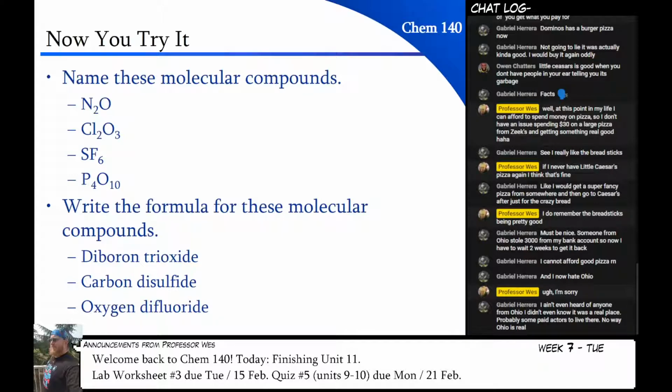Here are a bunch of molecular compound formulas. I want you to turn those into names. And then at the bottom, I want you to turn those names into formulas. That one's actually pretty easy to do at the bottom, so there's only 3 examples there. Go ahead and do these, and we'll go over the answers, and then we'll talk about acids in just a bit, and then we're done. So we're probably going to finish a little early today.